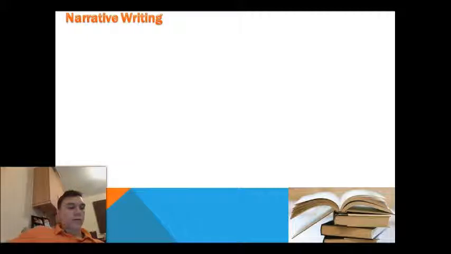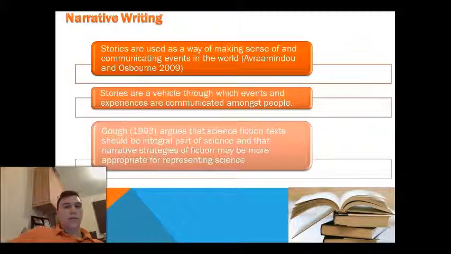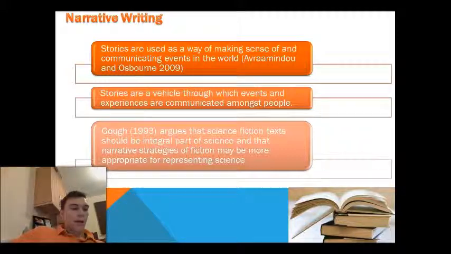The role of narrative in science. Our lives are told and represented through narratives. Stories are a way of making sense of and communicating events in the world. Stories are a vehicle through which events and experiences are communicated among people. Therefore, Goff argues that science fiction text should be an integral part of science and that narrative strategies of fiction may be more appropriate for representing science than textual practices that have mainly dominated science today.